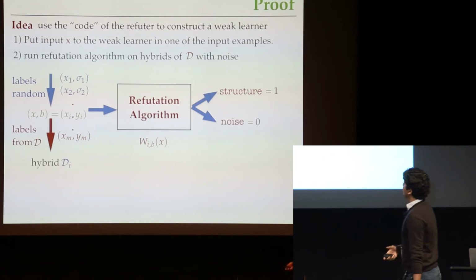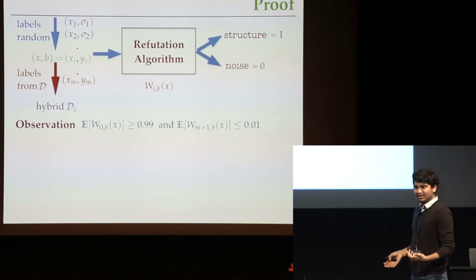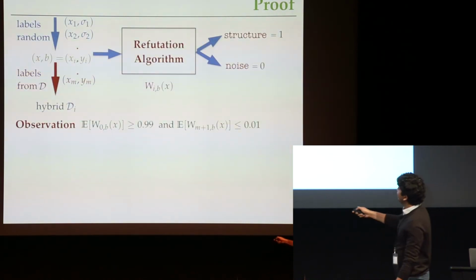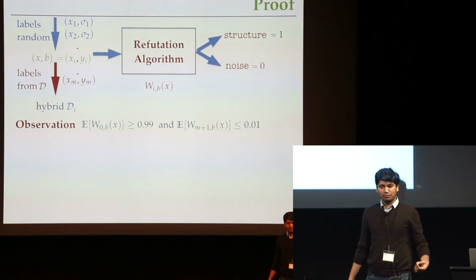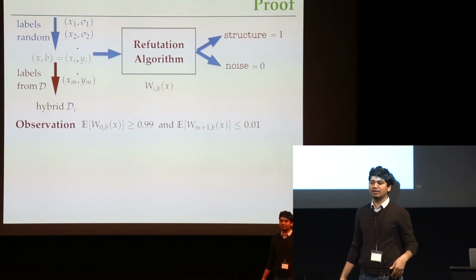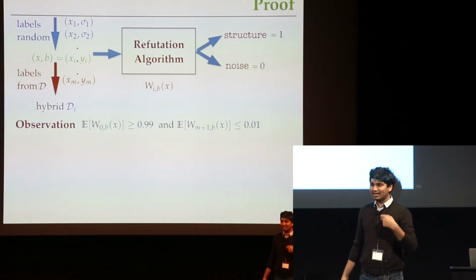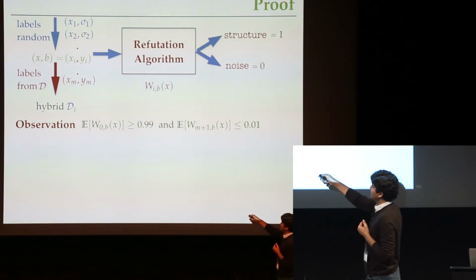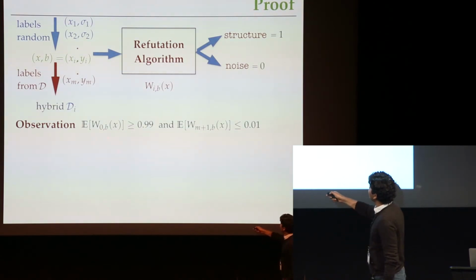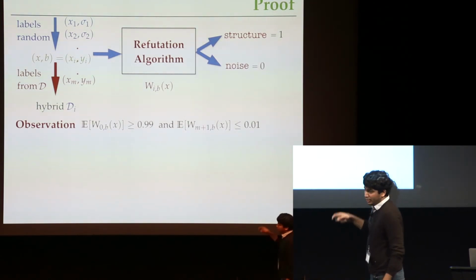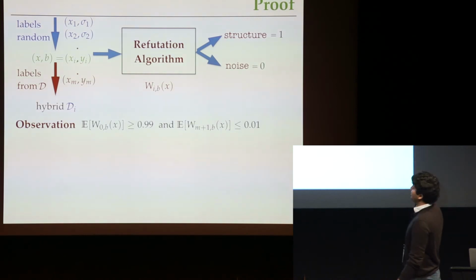Okay. So here's in some sense the only observation. If I randomize nothing, then I know that the distribution has structure, right? In some sense, that's what I'm trying to learn. So if I randomize nothing, if the labels are not replaced by uniformly random bits, then most of the time the refutation algorithm should output structure.